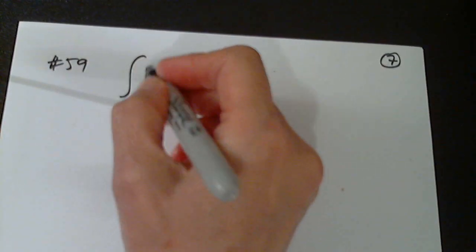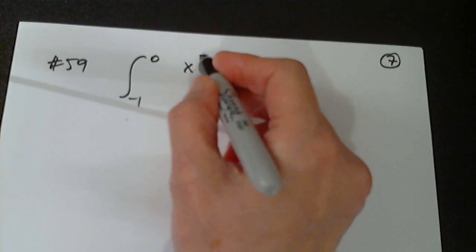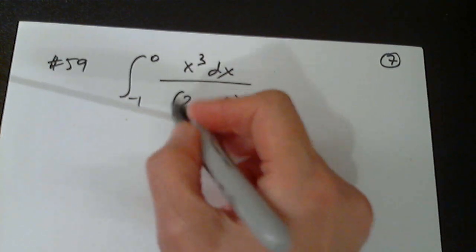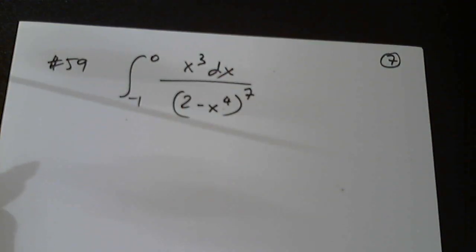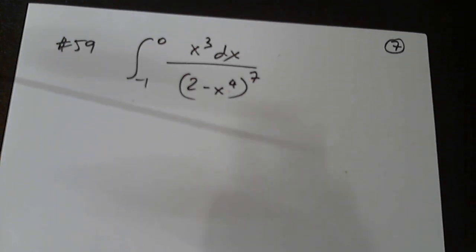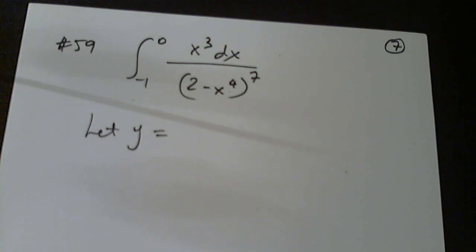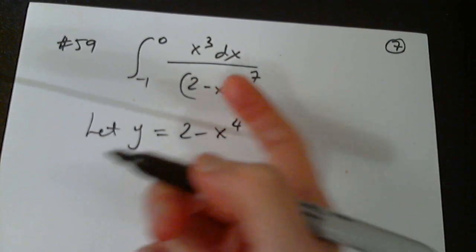And 59, the integral from -1 to 0, of x to the third dx, everything divided by 2 minus x to the fourth, everything to the seventh. Okay. I know by now you have an idea. Even if it's not the perfect one, I'm sure you have an idea by now what I am going to pick. And what are you going to pick? Anyone, please. 2 minus x to the fourth. Absolutely. Indeed, this is the problem.